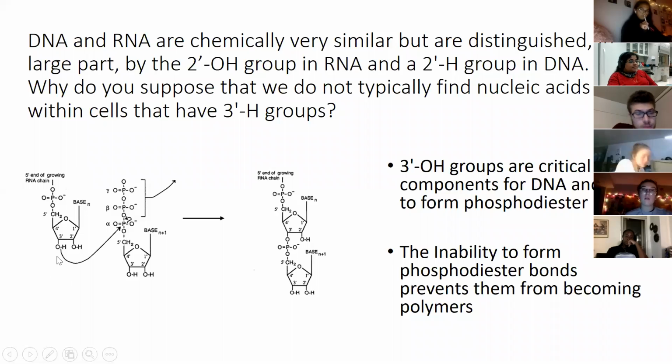The reason is this 3' hydroxyl group is what's required to form a chain of DNA or RNA, because those are the ones forming the phosphodiester bonds that link the sugars and the different bases. Does that make sense? Yay. Okay.